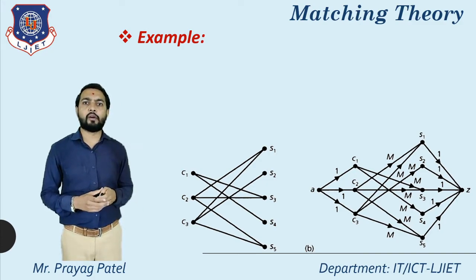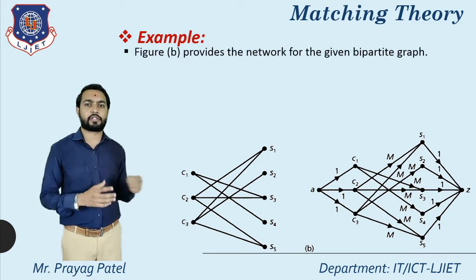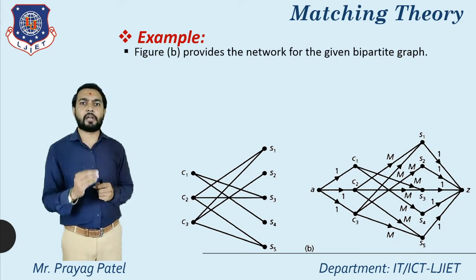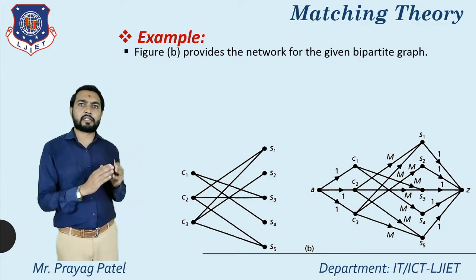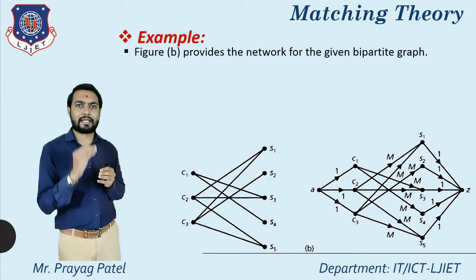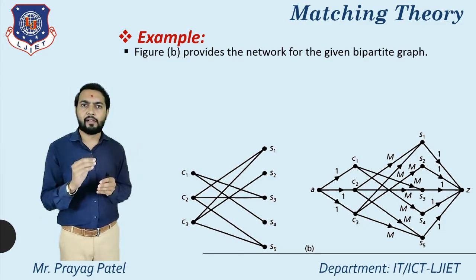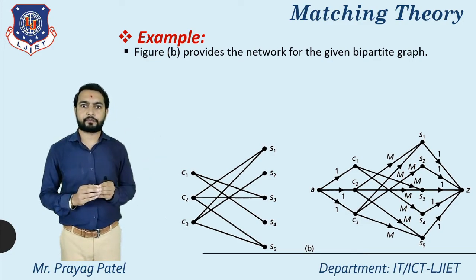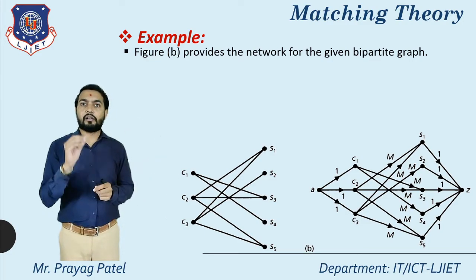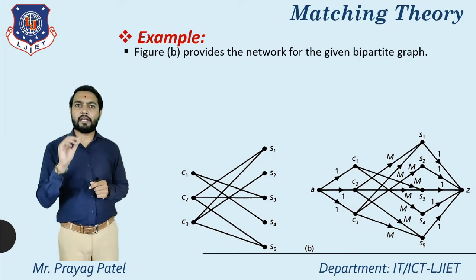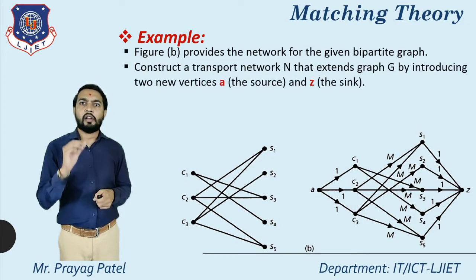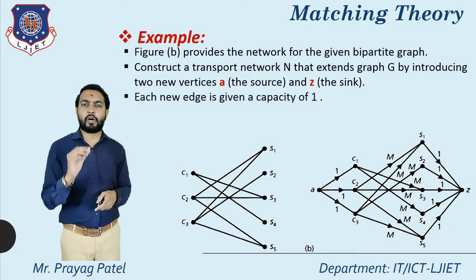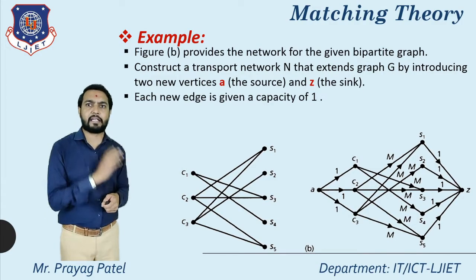For that, we have to consider this figure first. Now from the first figure, we consider the second figure, figure B. In figure B, we assign two extra nodes, one as node A and another as node Z. Now, A means assign the value for each and every C1, C2 and C3. Now see here, we additionally add the two nodes, one A as a source and Z as a sink.